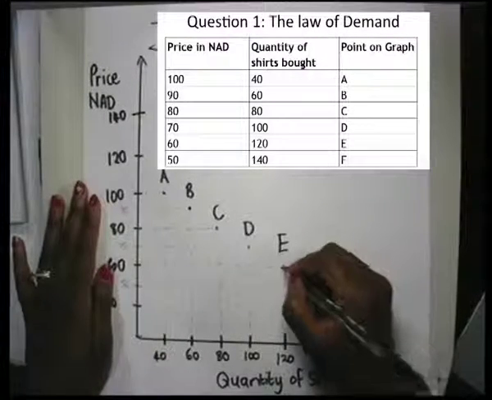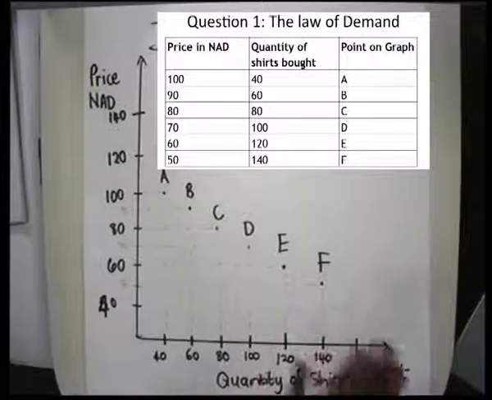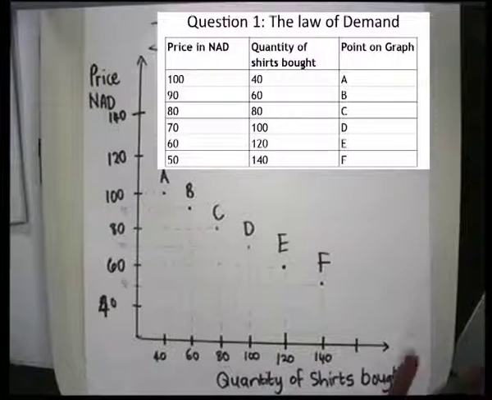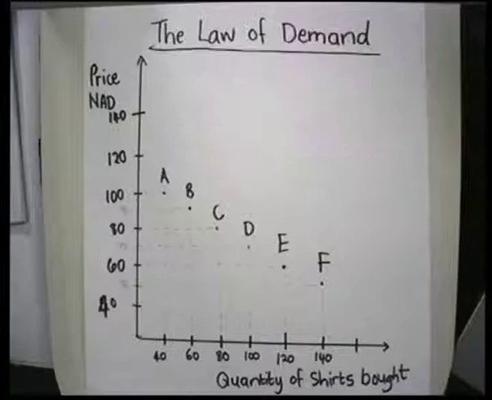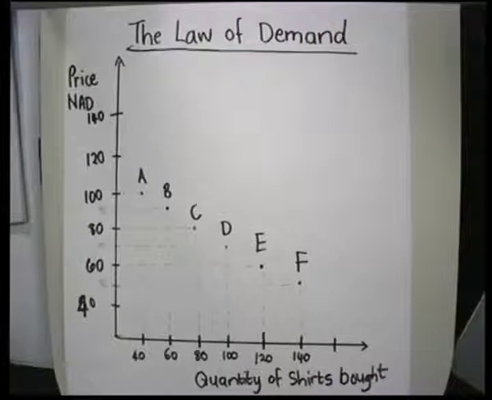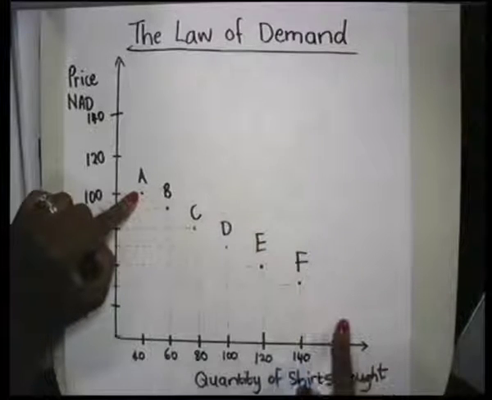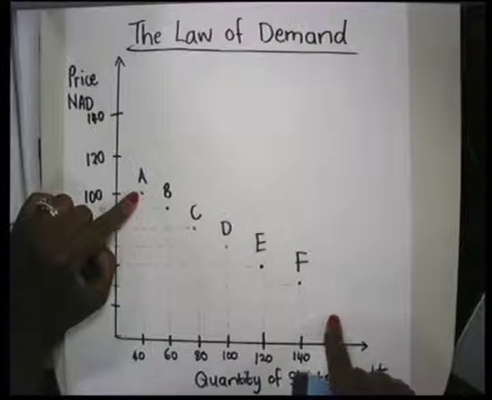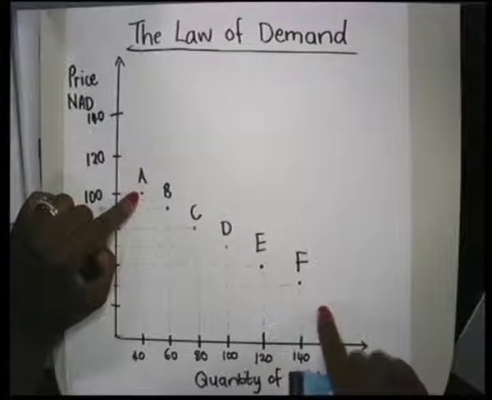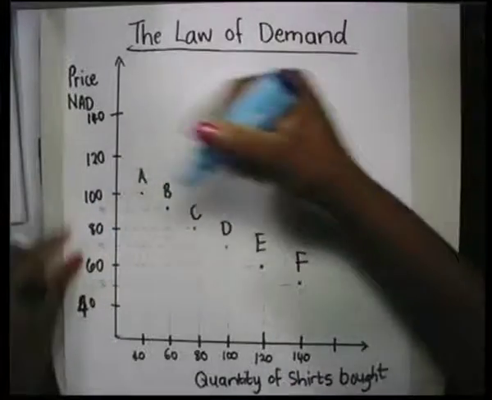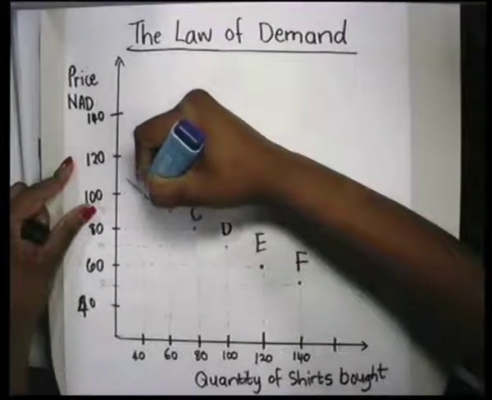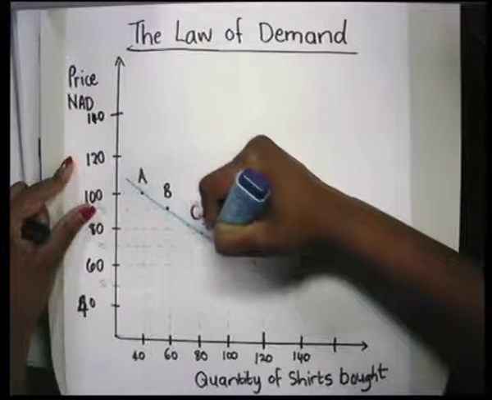Now that we've got all the points on our graph, we now need to draw the demand curve. So by drawing the demand curve, we just match up all the different points that we have plotted on our graph here. So when we draw it together, we just need to draw one solid line through all the different points.